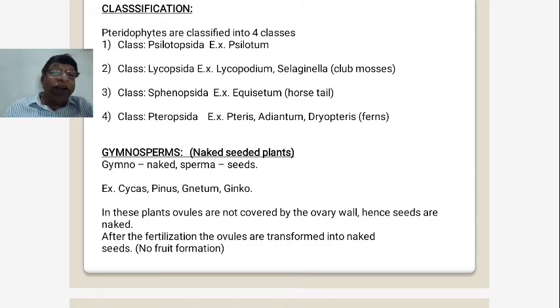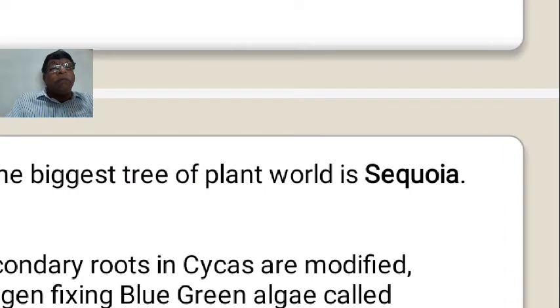Hence, seeds are naked. After fertilization, the naked ovules are transformed into seeds. Look here, for CET or NEET examination, no fruit formation in gymnosperms. Okay? Now, we shall see some of the general characteristics with examples of gymnosperms.